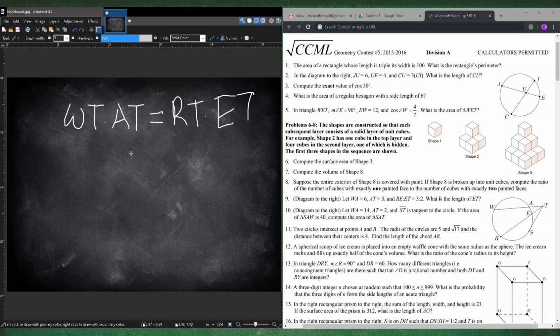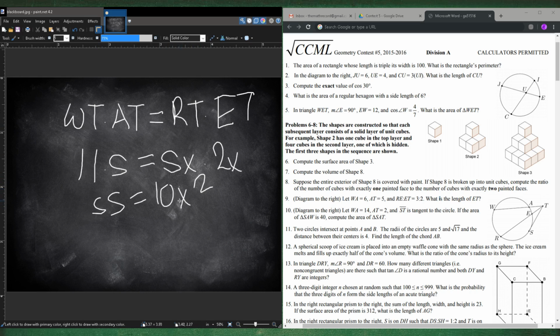So if WA is 6 and AT is 5, that means WT is 11, times AT, which is 5, is equal to RE plus ET, which is 5x, times ET. We have x. We just need to find out what scale times ET. So ET is 2x. So that gets 55 is equal to 10x squared. And dividing by 5, 55 divided by 5 is 11, and 10 divided by 5 is 2.